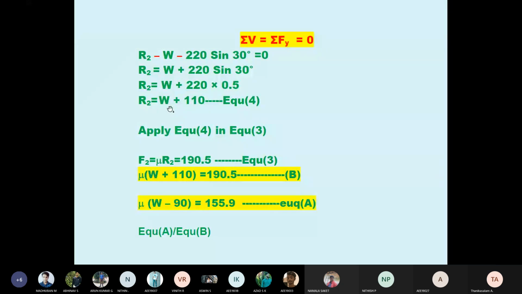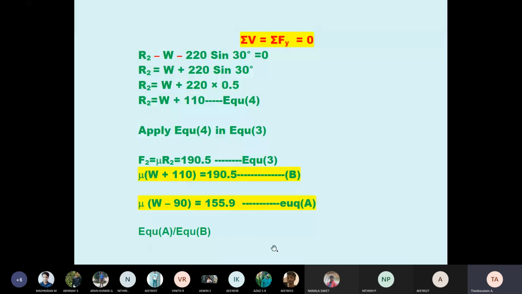So R2, we don't know W, so I'm taking equation 4. Already we have equation 3, no? What is equation 3? Mu R2 equal to 190.5. So now I apply R2 equal to W plus 110. So mu into (W plus 110) equal to 190.5. This is equation B, students. So already we have equation A: mu into (W minus 90) equal to 155.9. We take equation A because we want mu and W, no?